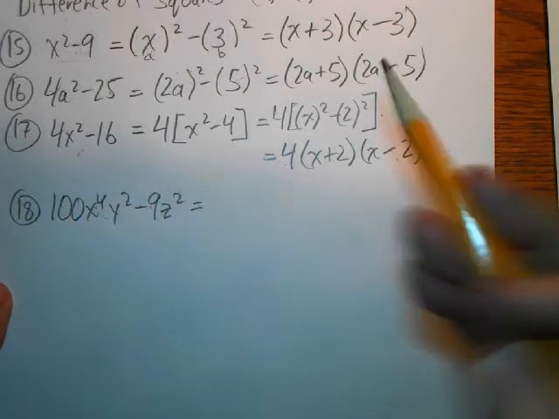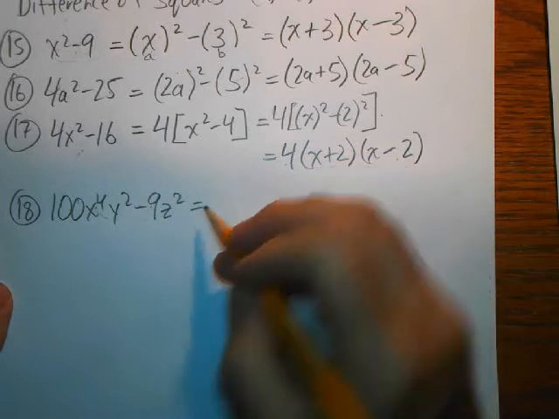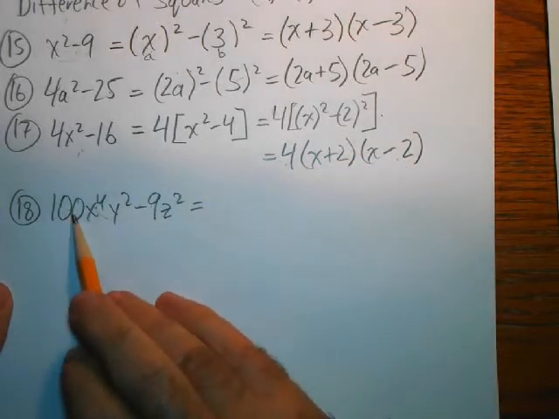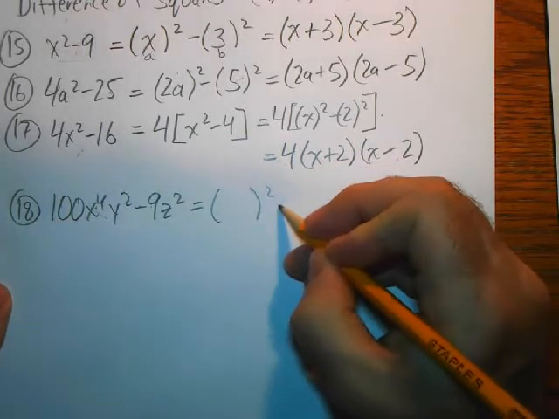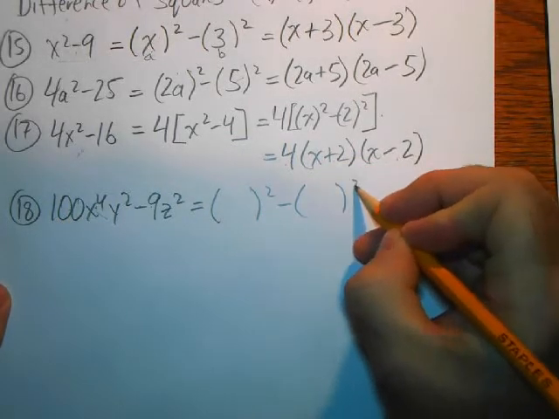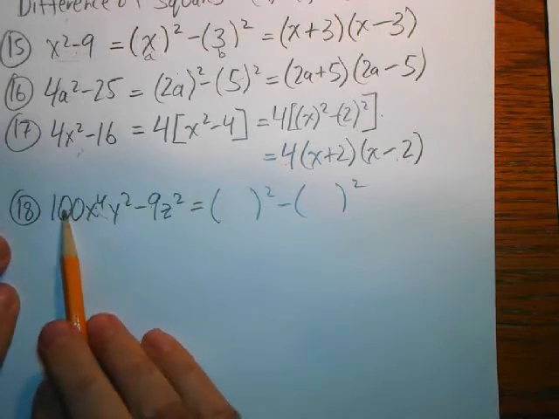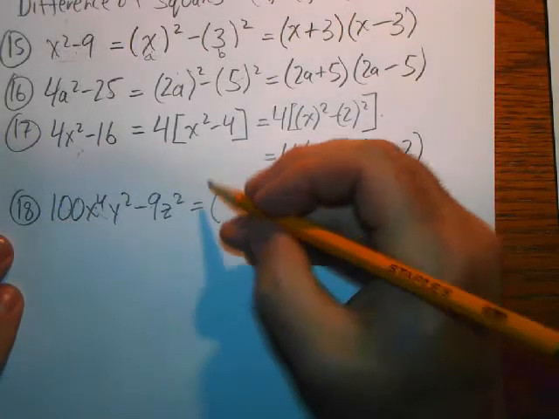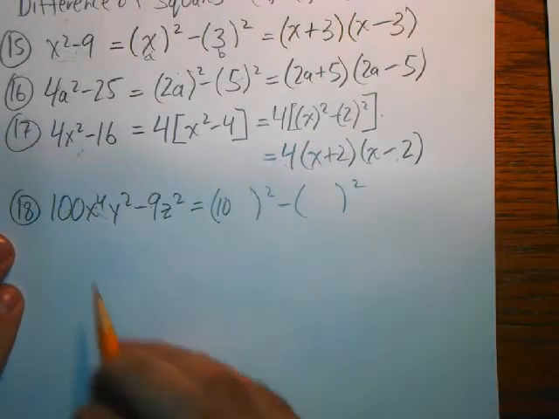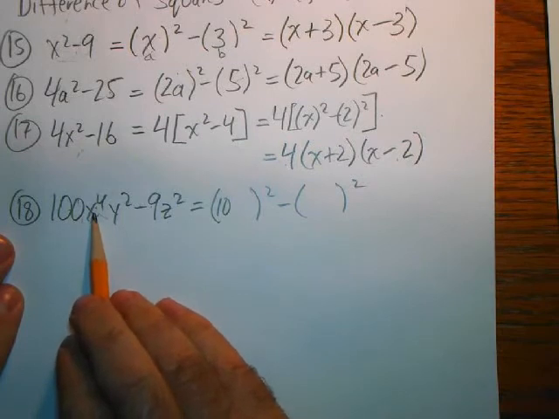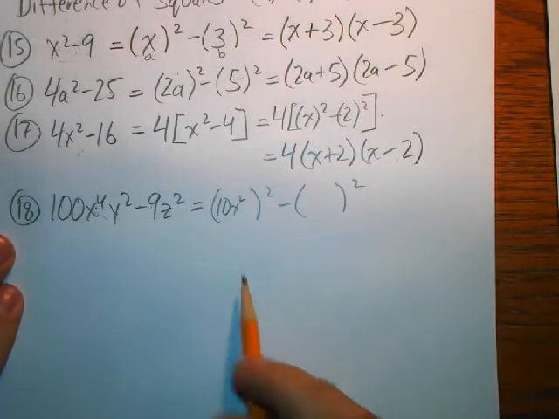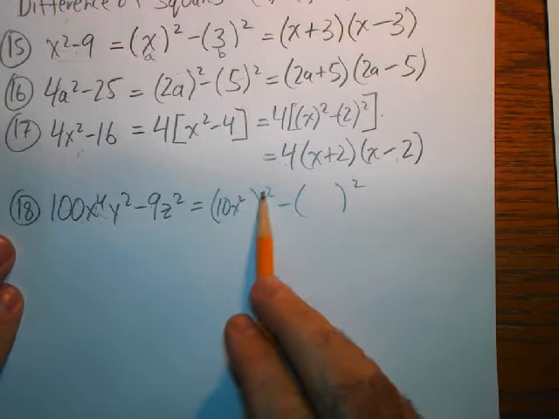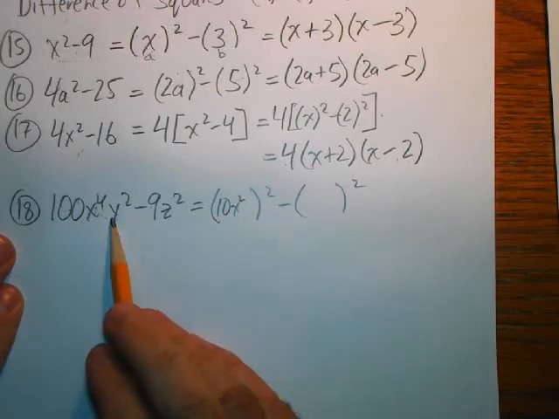So I immediately write my template here. Now what do I have to square to get 100? That would be a 10. Now this one's a little trickier. What do I have to square to get x to the fourth? I would have to square x squared. Remember the power of a power rule? That would give me x to the fourth. And y squared means I should put a y here. And this would be a 3z.